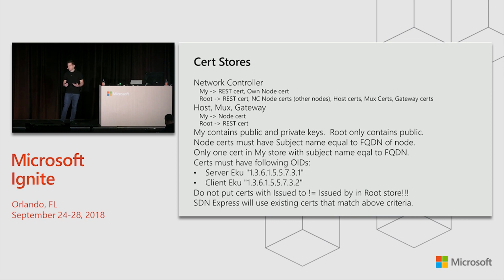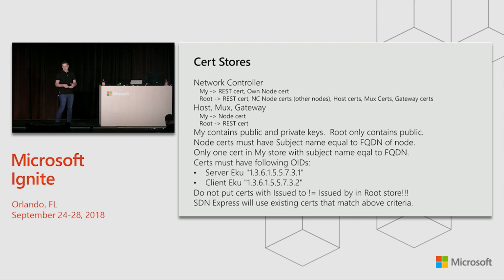Where does the network controller look for certificates? Well, it looks in the My store, which is the personal store of the machine, for the REST certificates. This is what it uses when it encrypts, and where it needs the private keys to be able to do the encryption. It looks for its own cert there as well. But when it gets an SSL encrypted packet from somewhere else, and it needs to look up whether it trusts this other machine, then it looks in the root store.